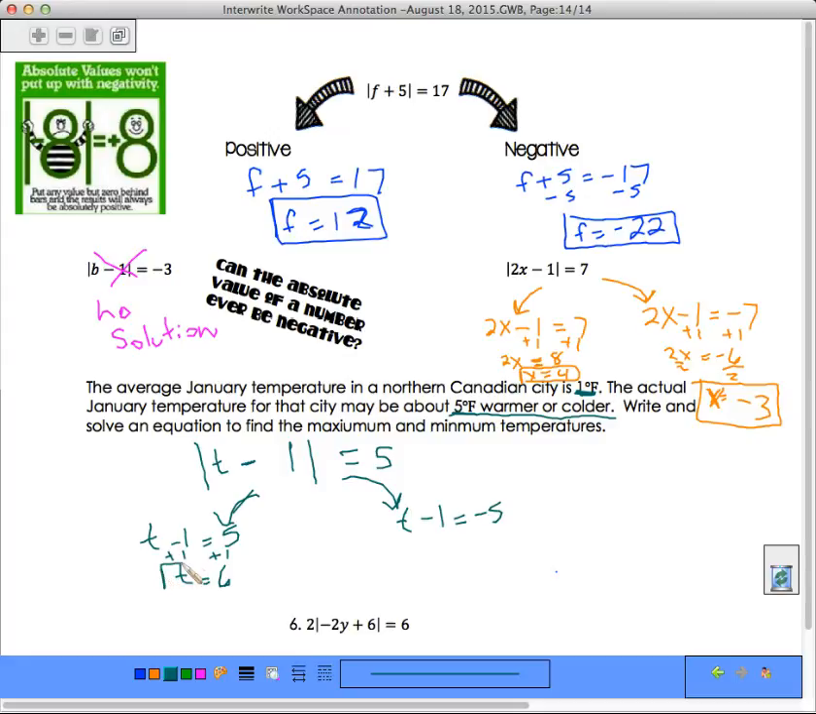That's one answer. It could be 6 degrees. And then here I'm going to add 1 over, and I get T equals negative 4. So there are my 2 answers. And we can go back and make sure that makes sense. So if we started at 1 degree and it could be 5 warmer, that would be 6. If it's 1 degree and it could be 5 colder, that would be negative 4. So that makes sense.